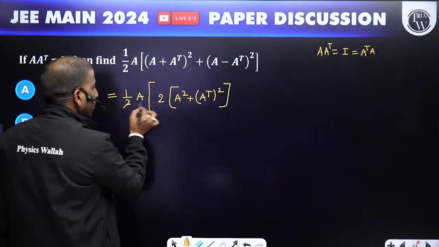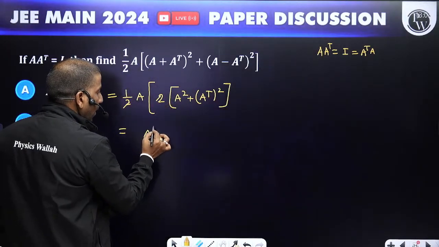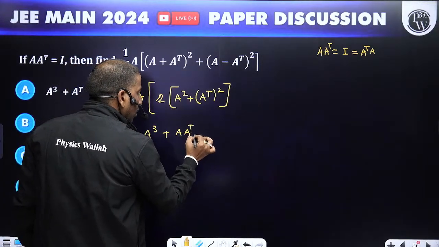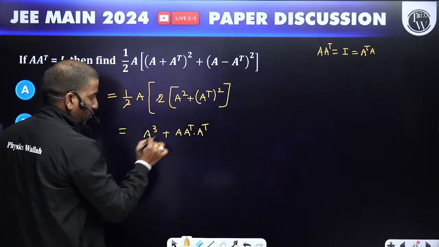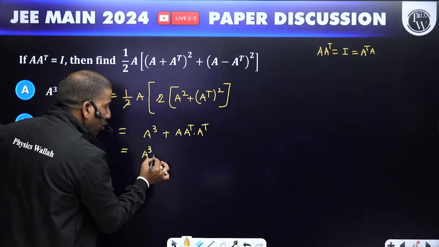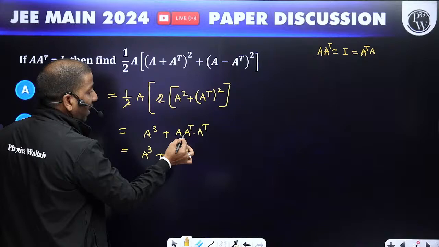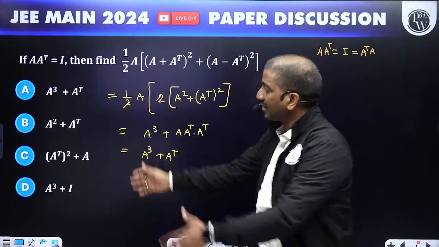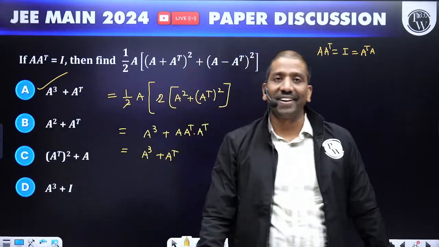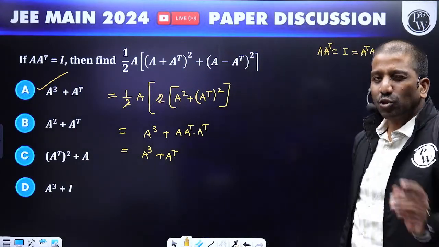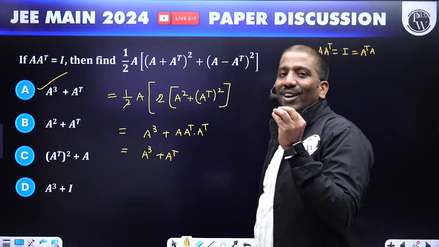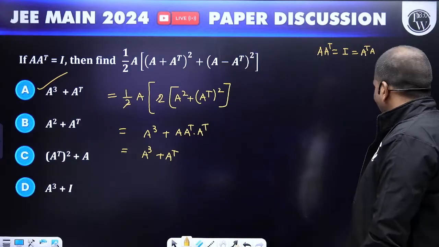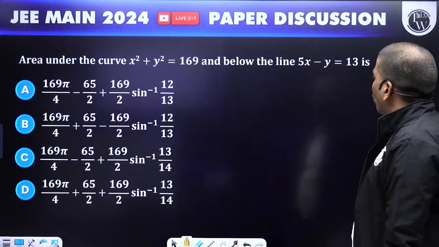The 2 got cancelled. So this is A cube plus A transpose cube. So that means A cube plus A transpose cube is I times A transpose. A cube plus A transpose, direct answer it is there. A cube plus A transpose. Right? So the simple point is that they commute with each other. That will change the entire picture. Correct? So this is how things are.